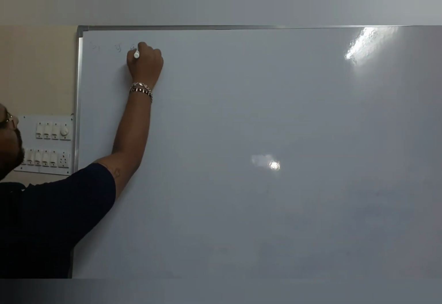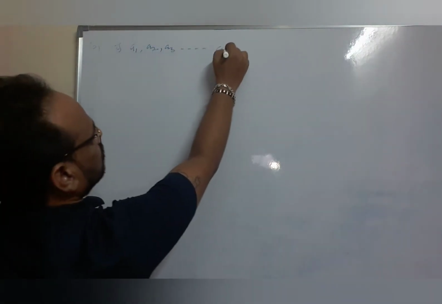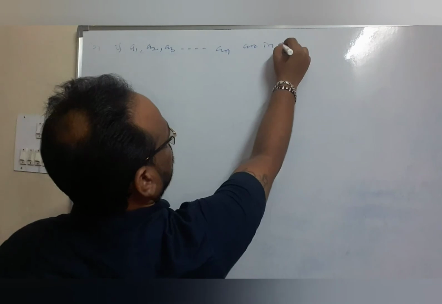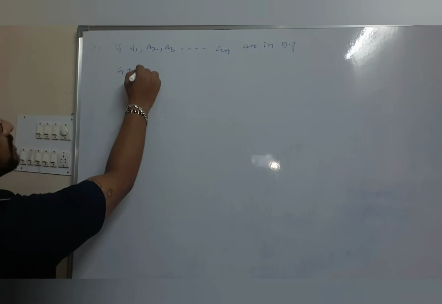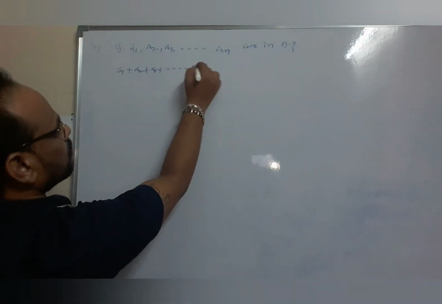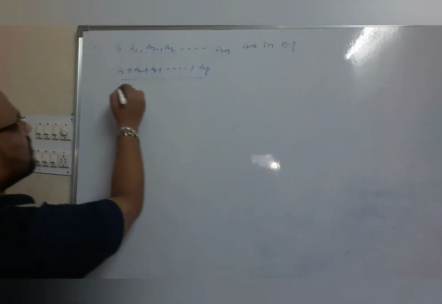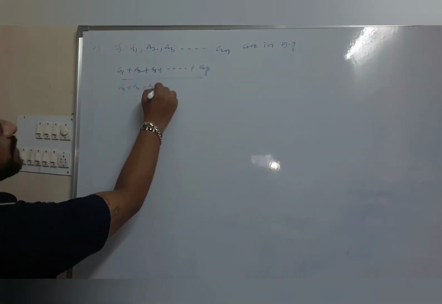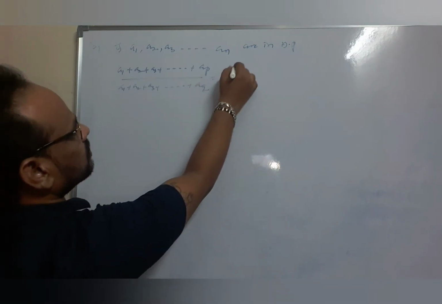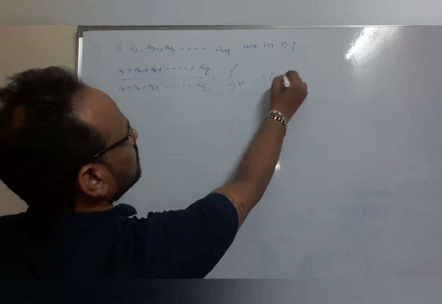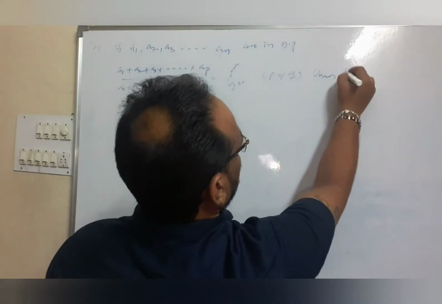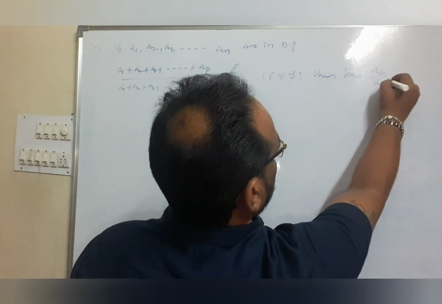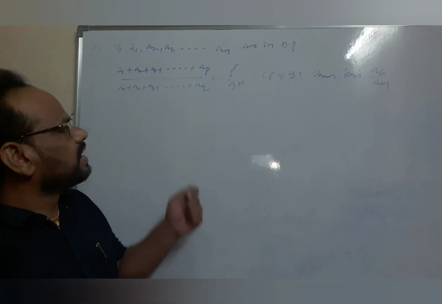Example 2. Sometimes they are asking: if a1, a2, a3 and so on, an are in AP, arithmetic progression, and (a1 plus a2 plus a3 and so on plus the pth term) by (a1 plus a2 plus a3 and so on plus the qth term) is equal to p square by q square, where p is not equal to q, then find the value of a6 by a21.